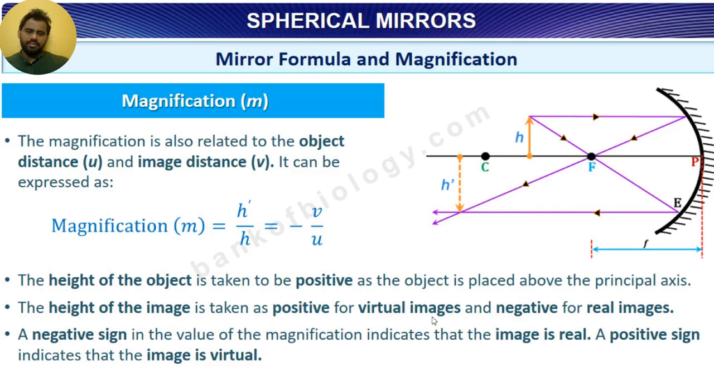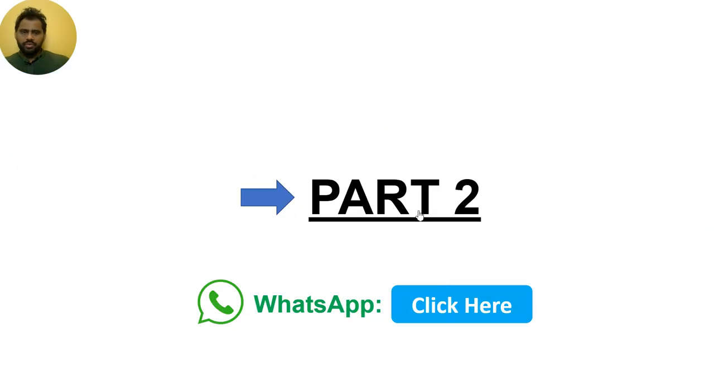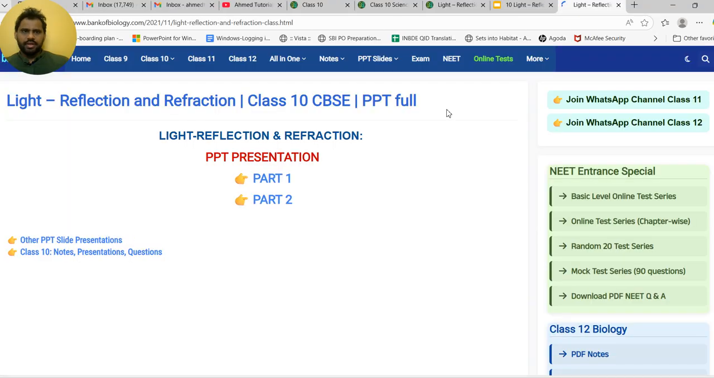Height of image is taken as positive for virtual images and negative for real images. A negative sign in the value of magnification indicates that the image is real. A positive sign indicates that the image is virtual. Okay, so we have completed part 1.